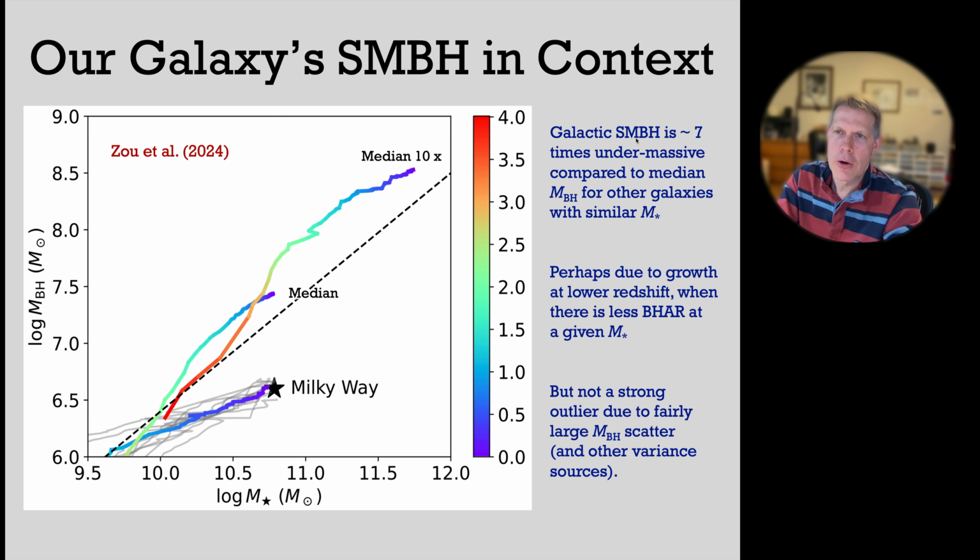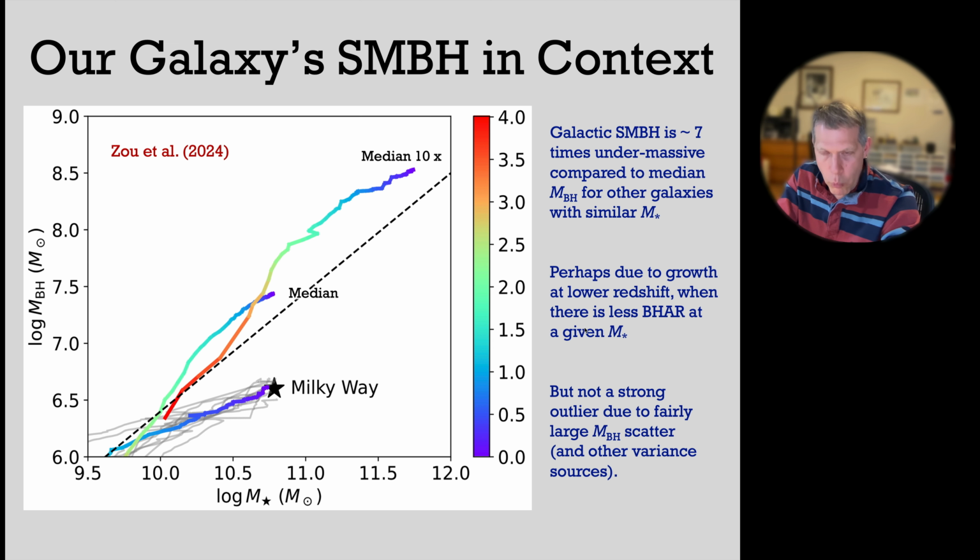Now, that being said, this undermassive nature of our galaxy's supermassive black hole is interesting, but our galaxy is actually not that strong of an outlier due to the fairly large scatter in black hole mass. That is, if you look at the range of black hole masses, this is the median value. There's a wide scatter around it. And I believe our galaxy is just shy of being a 2 sigma outlier. So it's not that extreme, but it's interesting.